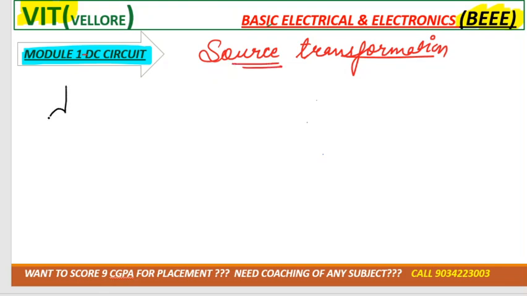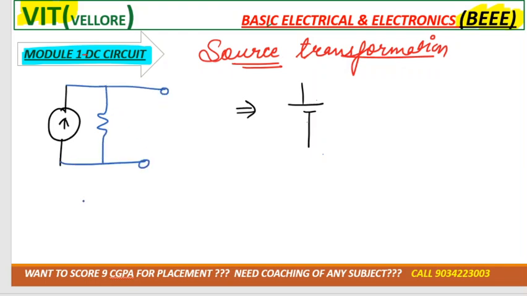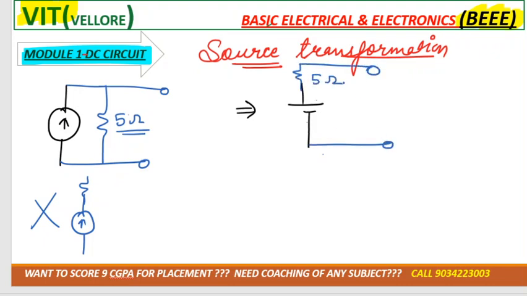In source transformation, the current source must be converted into a voltage source. But there is one condition: the current source must be connected in parallel with the resistance. If the current source is connected in series with the resistance, then it won't be possible to convert it. The same resistor which is connected in parallel must be connected in series with the voltage source. Got it? Now suppose there it is 10 amperes.